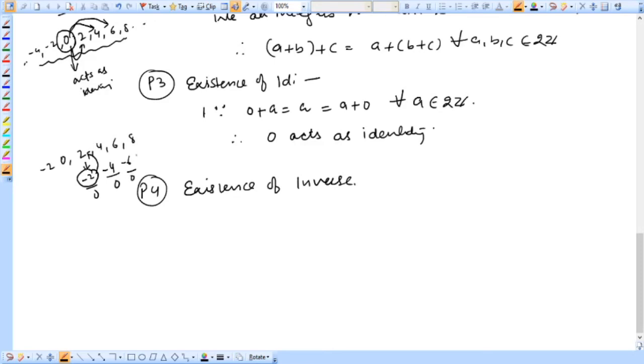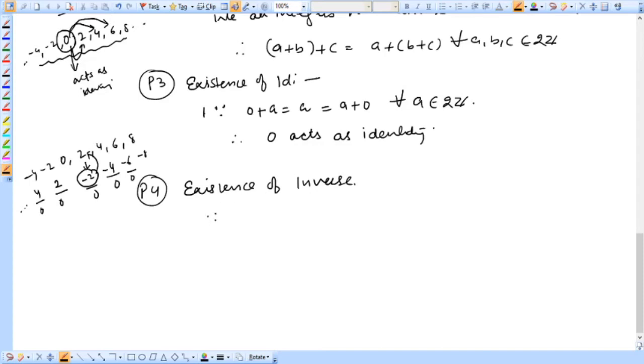Similarly, 8 will be having additive inverse -8. The inverse of -2 will be 2, and the inverse of -4 will be 4, and so on, right? So for each and every element, and the inverse of 0 will be 0 itself. Therefore we can say for each and every element we are able to find out its inverse, therefore we can say the existence of inverse law is also held by this set, right?